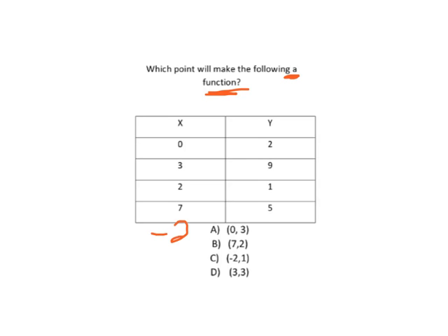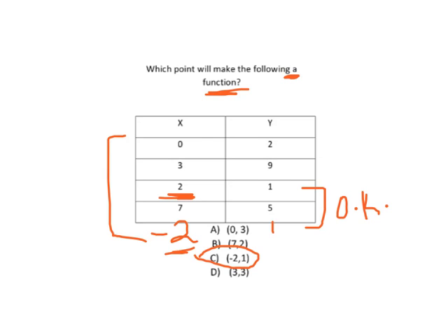What about negative 2, 1? Do we have any other x values with negative 2? No, so that is fine. You'll notice that you have the same input twice, but that is okay because they still have different x values. What's important is that those inputs are different. And D, if we check, we already have an x value of 3, so D would not work. So the correct answer is C.